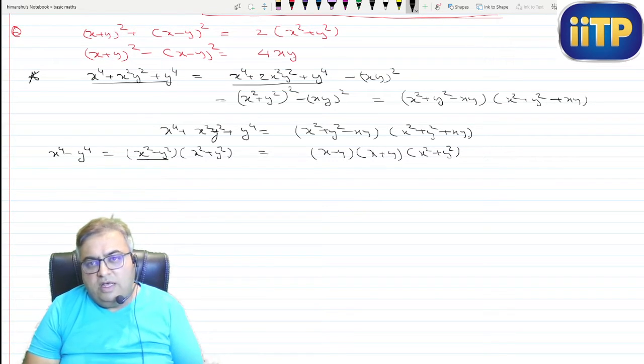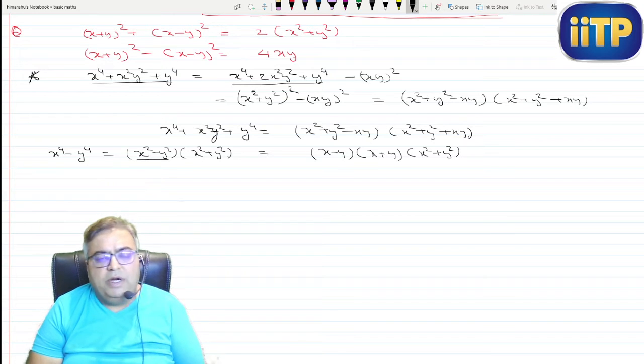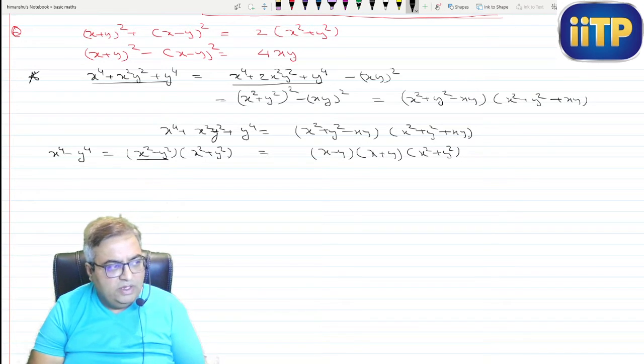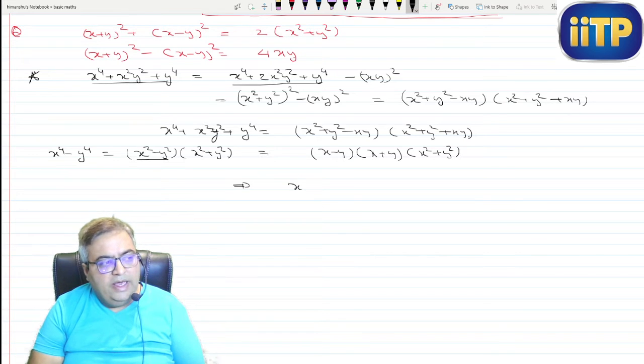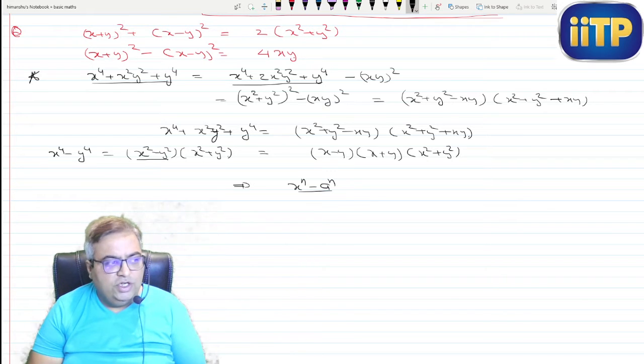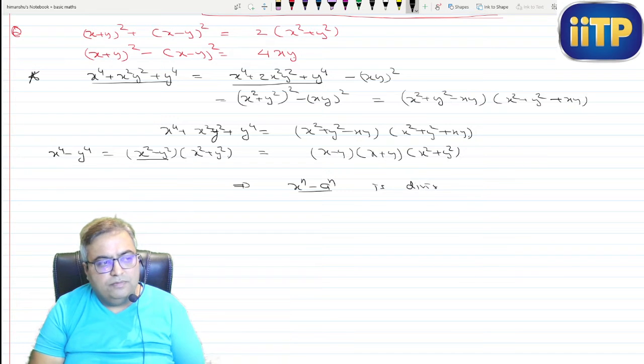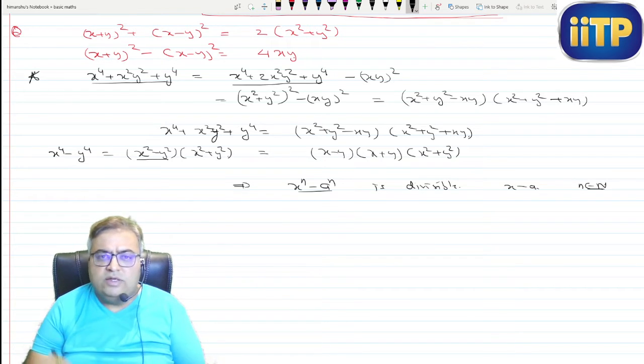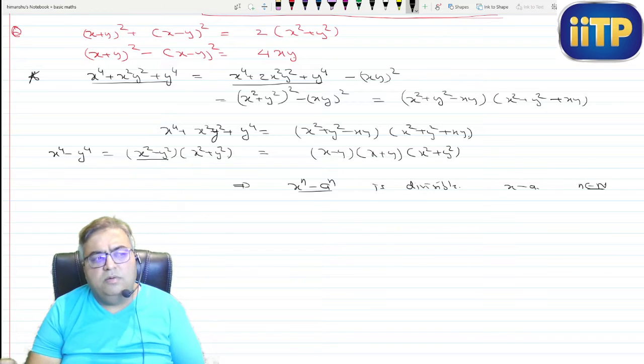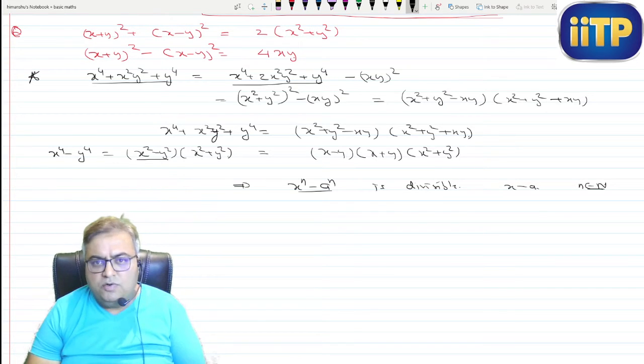Now, what I would like to add here is a very particular thing which you will require in many places. Always remember, an expression of the form x to the power n minus a to the power n is always divisible by x minus a, wherever n is a natural number. Whether you put n equals 1, 2, 3, 4, x to the power 10 minus a to the power 10 is always divisible by x minus a. This is for sure.